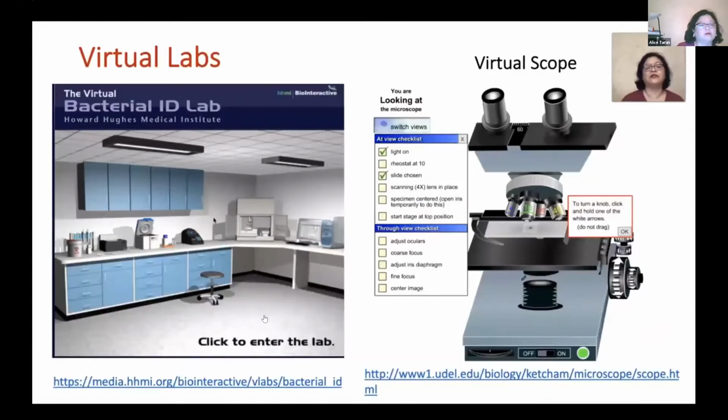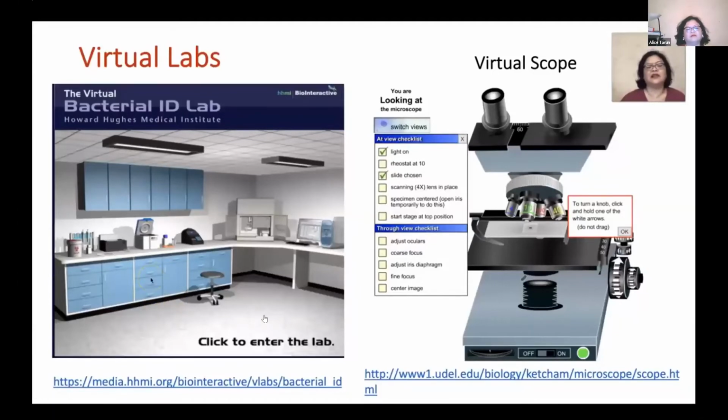Virtual labs, this gives you a feel of how lab is done, and it's sort of like giving a feel of a video game to the students. So one virtual lab that I've used a lot is the virtual bacterial identification lab that's available at HHMI Biointeractive.